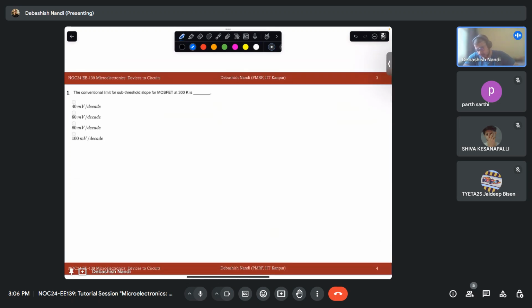It is asked that the conventional limit for subthreshold slope for MOSFET at 300 Kelvin is. Let us make a correction here. They are talking about the subthreshold swing. We'll get back to what these are. So what is subthreshold and all? Let us discuss first.